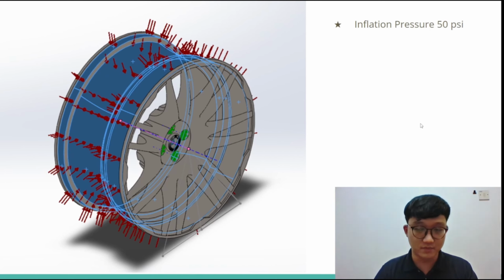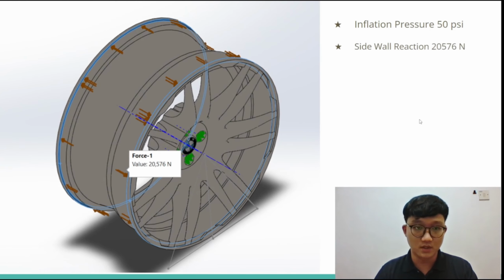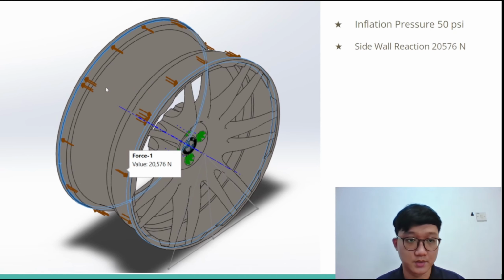Apart from that, there is also a sidewall reaction. The sidewall reaction with a value of 20,576 Newton acts on the sidewall of the rim in contact with the tire. The contact area here is represented in blue, and the arrows here represent the sidewall reaction.